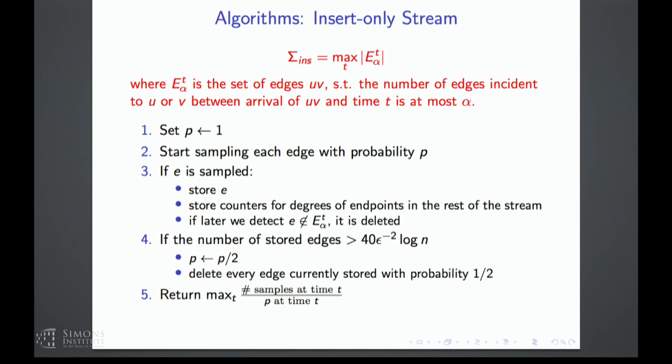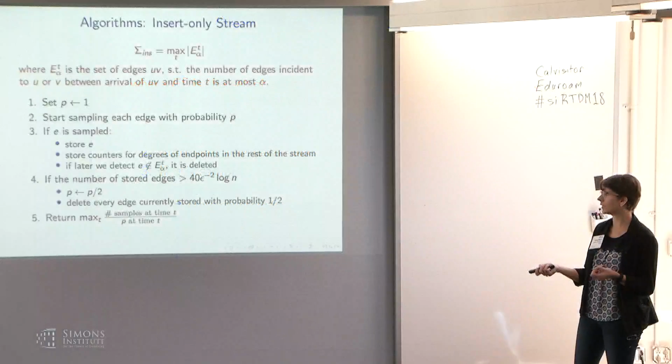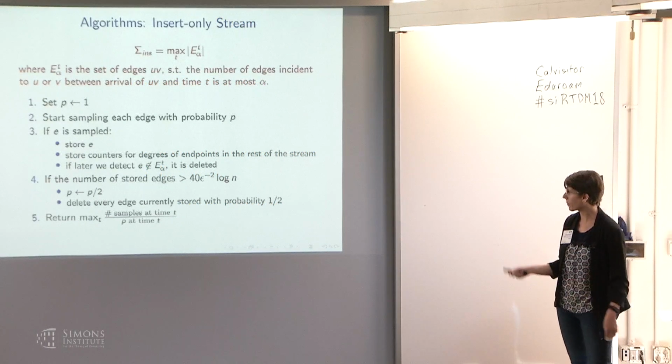So this is the algorithm that we will be using. We set our sampling probability p to be 1 in the beginning of the stream, and then as we're processing the edges, we sample each of them with probability p. If the edge is sampled, we store the edge, and we also store counters for the degrees of its endpoints in the rest of the stream. If at some point we detect that the edge is not in the set E alpha t, so one of the counters exceeded alpha, we just throw out that edge.